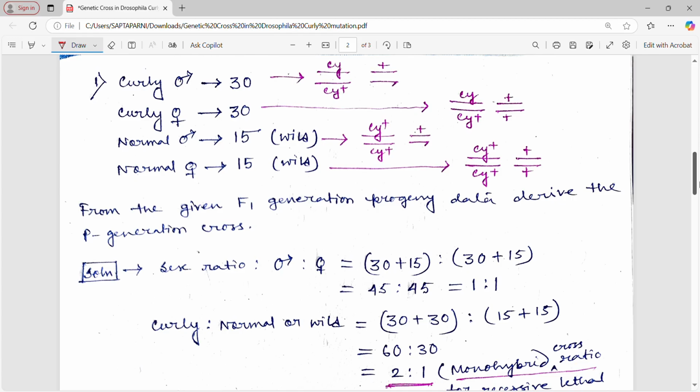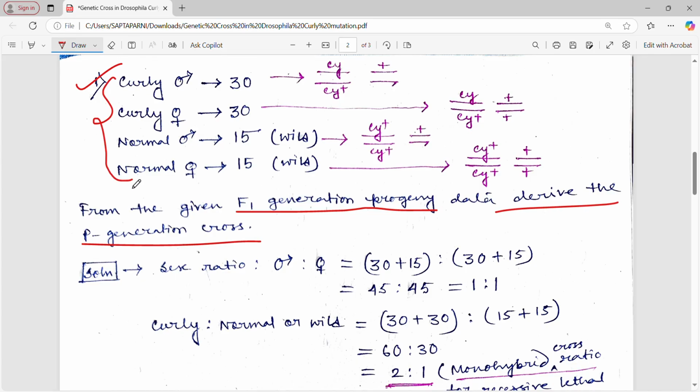Okay, so the first question. Here we have been given some data of the F1 generation progenies, and you have to derive the P generation cross from here. You can see in the F1 generation it is given that there are 30 curly male, 30 curly female, 15 normal male and 15 normal female.